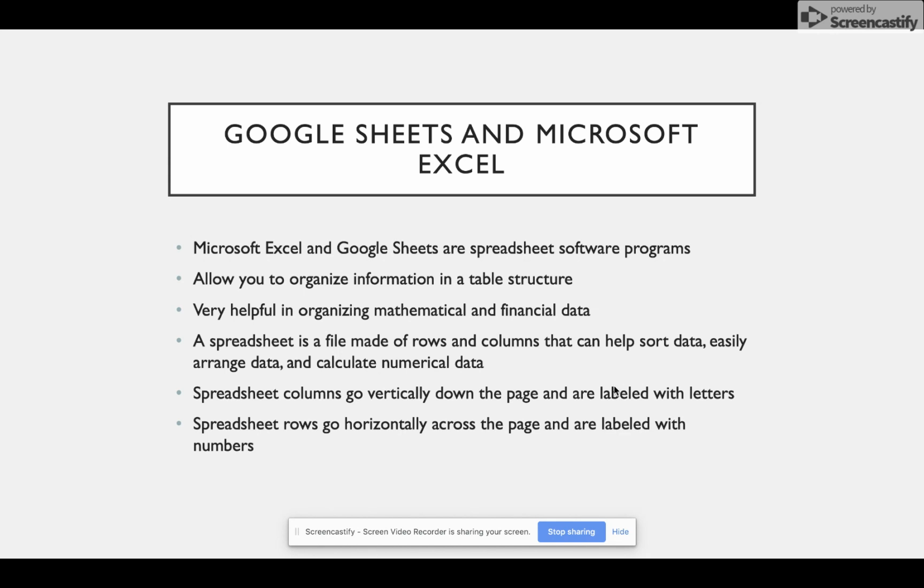Both Google Sheets and Microsoft Excel allow you to organize information in a table structure, and it's made up of rows and columns. On the spreadsheet, your columns will go vertically down the page and they are labeled with letters. I'll show you that in a minute. And then the spreadsheet rows go horizontally across the page and they're labeled with numbers.